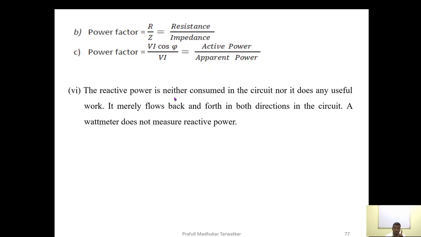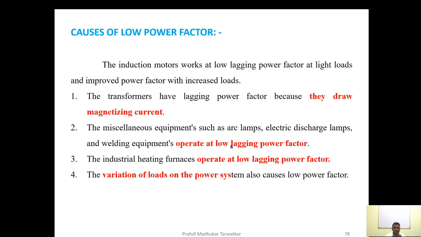The reactive power is important to understand because it is not actually being consumed by the circuit. The reactive power is neither consumed in the circuit nor does it do any useful work. It merely flows back and forth in both directions in the circuit. So that is important here. Why have knowledge about this reactive power? It does not do any activity in the circuit, is not consumed by the load, and is not supplied by the source, but to fulfill the requirement, the source has to supply an additional amount of power.